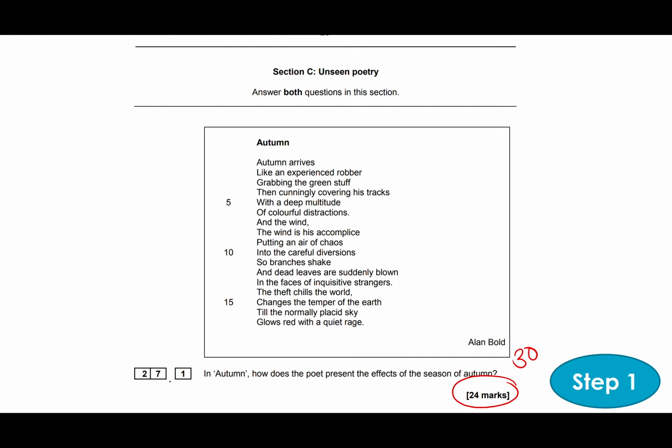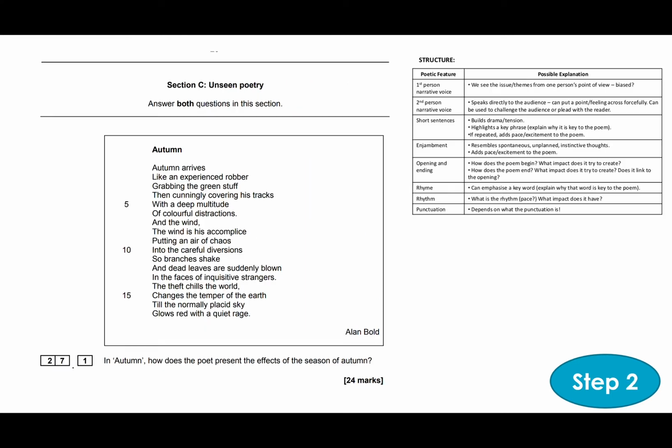In autumn, how does the poet present the effects of the season of autumn? So by the word effects, it might be things like, let me think off the top of my head, autumn. How does it affect people? How does it affect nature? How does it affect people's feelings? Let's take a look.